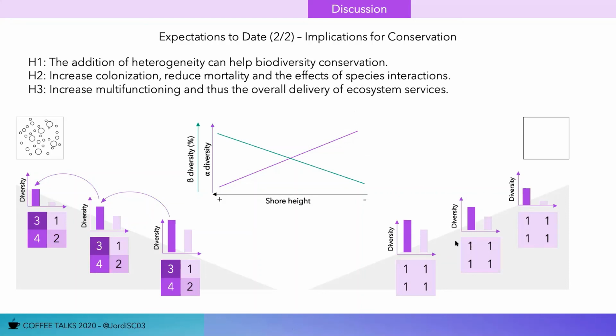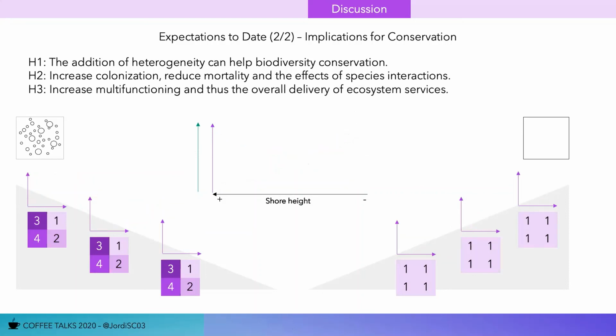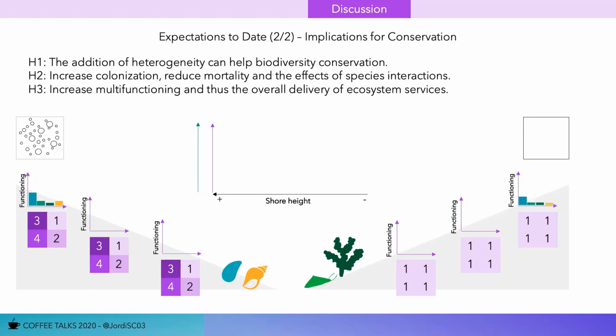That's the one. Now, to look at multifunctioning, I'm going to need the help of these four guys. In blue, we have filtrators. This is a mussel. In light green, we have limpets or grazers. In dark green, we have producers, fucus. And in orange, we have this whelk, which is predation. This is not a very quantitatively exact type of representation, but basically what it's trying to show is that we expect multifunctioning to increase across the shore, and the contributions of heterogeneity to multifunctioning are going to increase as we go down the shore.